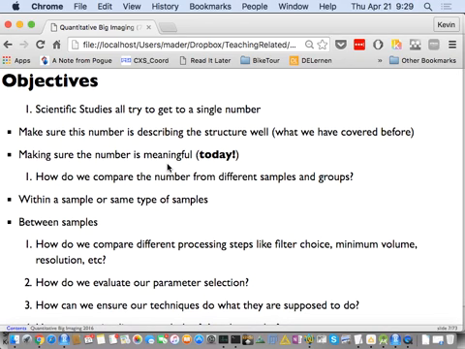So when we look at the objectives that we had originally, for scientific studies, particularly if you're trying to compare things or analyze a large number of samples, the goal is really to get everything that you have down to a single number. What we've covered before is making sure that this number we create represents what we're interested in representing in the sample. That's why we have tools like distance map, distribution, thickness, and anisotropy: to make sure that you have some concrete understanding of what you're actually describing in your structures. And today what we cover is how do we make sure this number is meaningful.